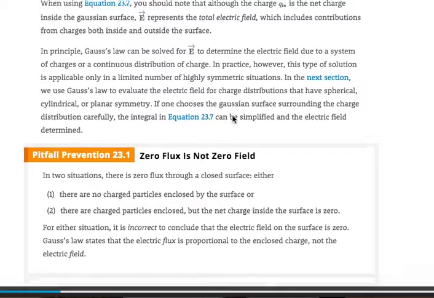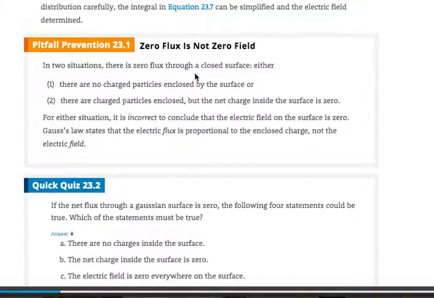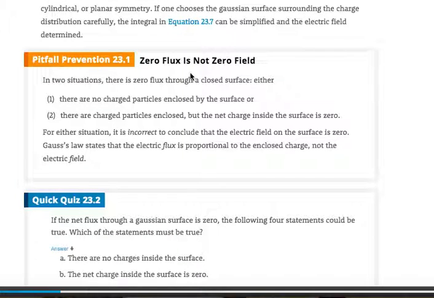If there is 0 flux through a surface, that does not necessarily mean that there is 0 electric field at every point on the surface, only that every electric field line that came into the surface also went out. So there are two situations where there is 0 flux through a closed surface: if there are no charged particles, or if there are charged particles but the net charge inside the surface is 0.